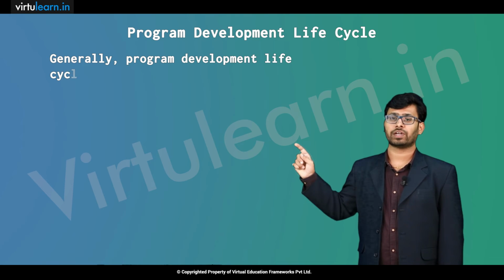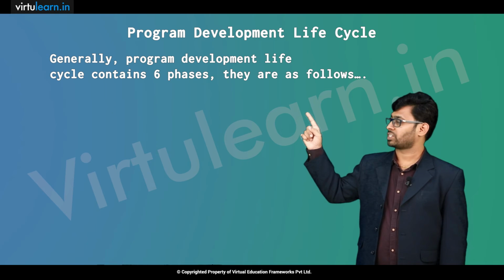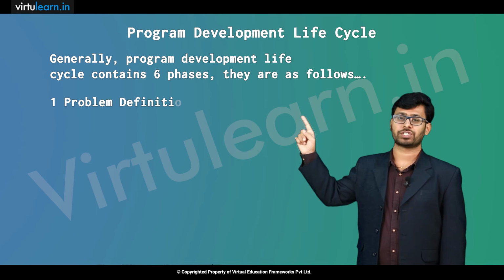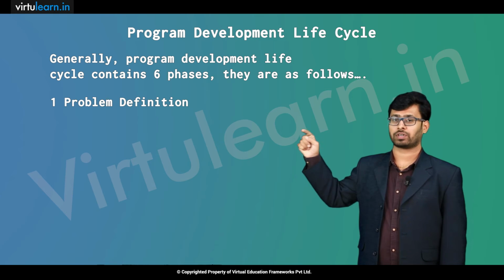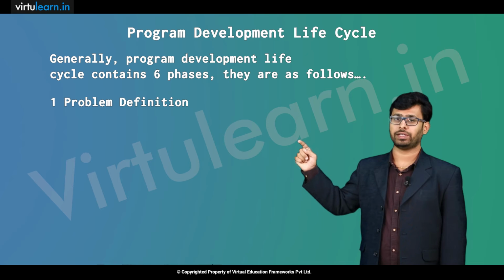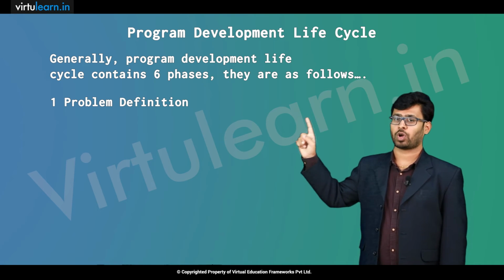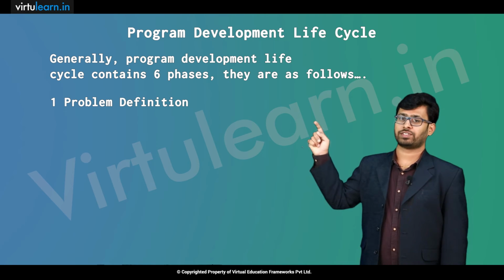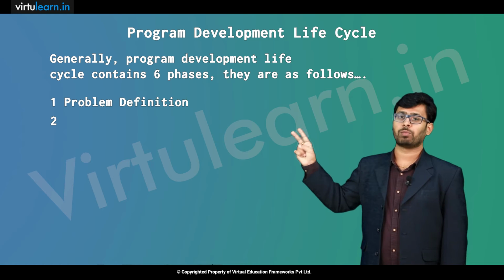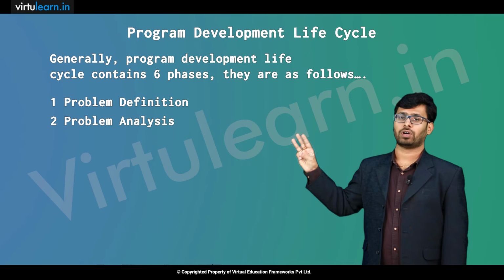Let us see each and every phase in detail. The first one is problem definition. In this phase, we define the problem statement and decide the boundaries of the problem. We need to understand the problem statement, what our requirement is, and what the output of the problem solution should be. These are defined in the first phase of the program development life cycle.